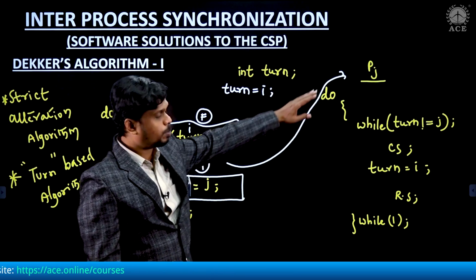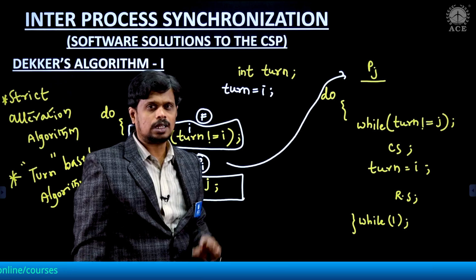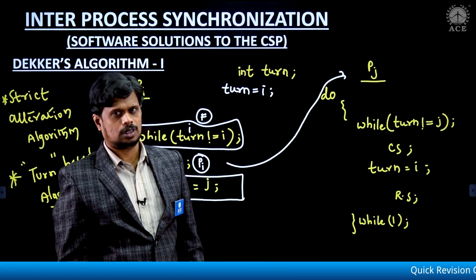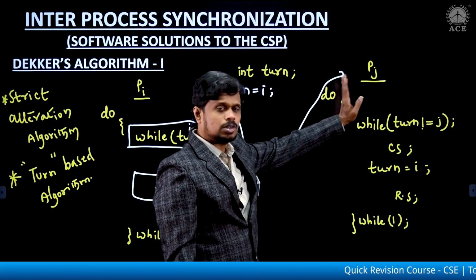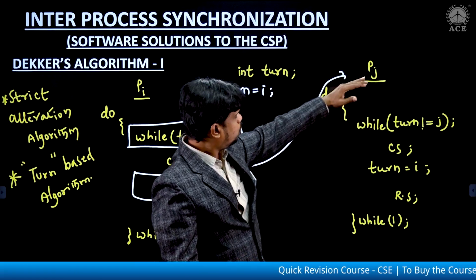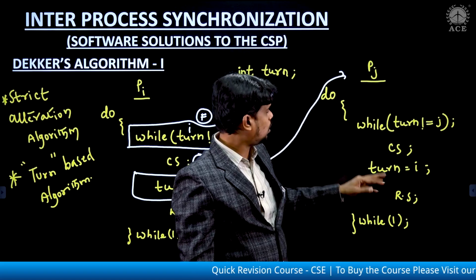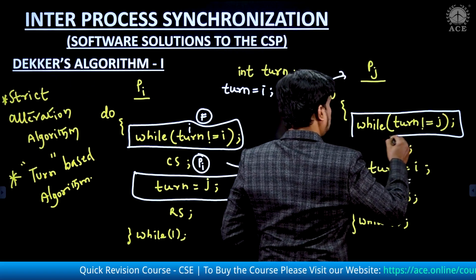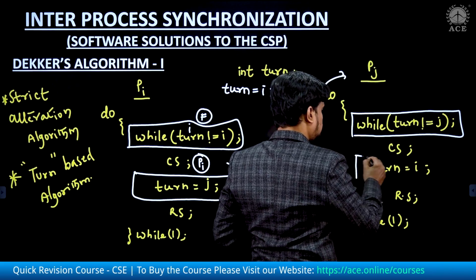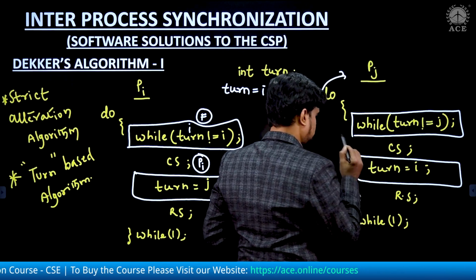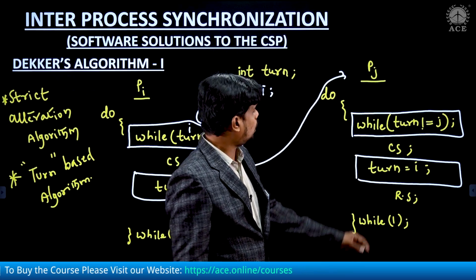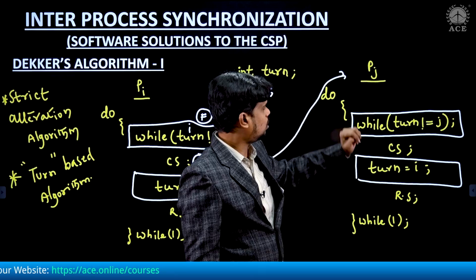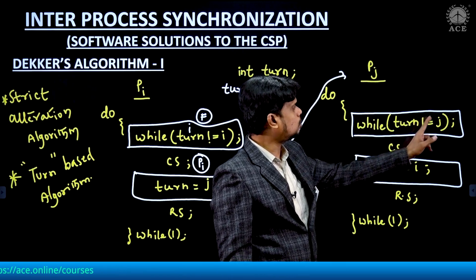Preemption here means we are allocating the CPU to the Pj. So now the CPU is with the Pj, and process Pj is in execution. Here also, this is the entry section to the critical section and this is the exit section. So now we are executing the entry section. What is the entry section of the Pj? While turn not equal to j.